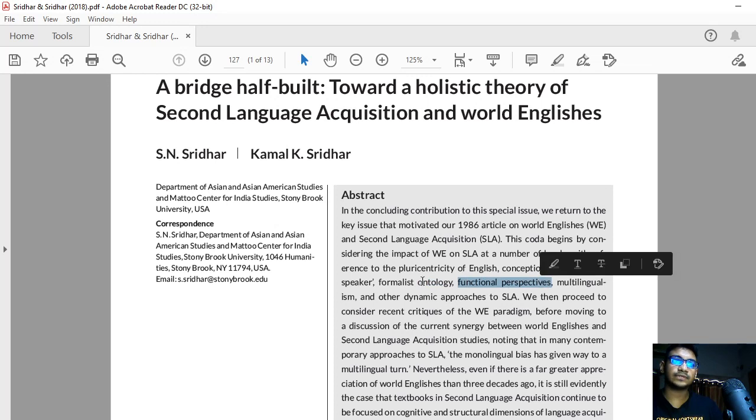And functional perspective. This formalist ontology is the opposite of functional perspectives. If you consider that the main elements of language are the grammar and the grammatical structures, then you follow formalist ontology. But if you think that grammar may matter, but it isn't the most important element of a language, for example, we can say and do a lot of things without following grammar, or in the same sentence with the same word we can mean different things, then that is a functional perspective. The intentions matter more than the structure of a language. So these two writers, Sridhar and Sridhar, will argue in favor of functional perspectives.